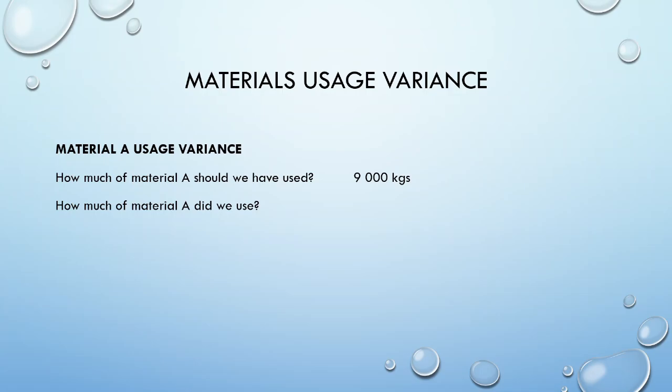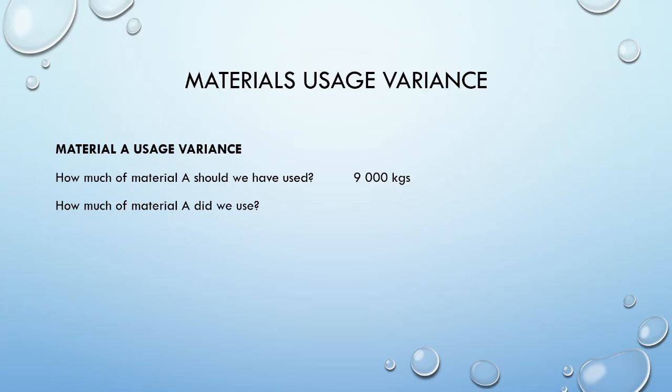Where did this 9,000 kgs come from, you ask? Why not the 10,000 kgs per the budget? Remember, we need to flex the budget. We actually produced 9,000 widgets, and we should have used 1 kg of material A per widget. Therefore, we should have used 9,000 kgs of material A.